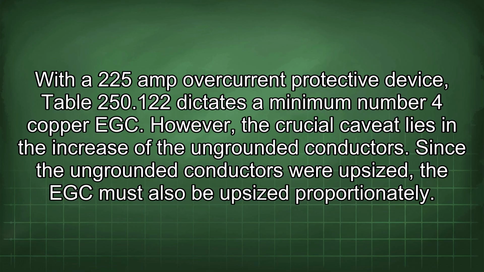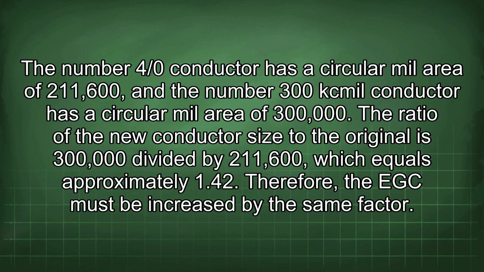However, the crucial caveat lies in the increase of the ungrounded conductors. Since the ungrounded conductors were upsized, the EGC must also be upsized proportionately. The number 4/0 conductor has a circular mil area of 211,600 and the number 300 kcmil conductor has a circular mil area of 300,000. The ratio of the new conductor size to the original is 300,000 divided by 211,600, which equals approximately 1.42.